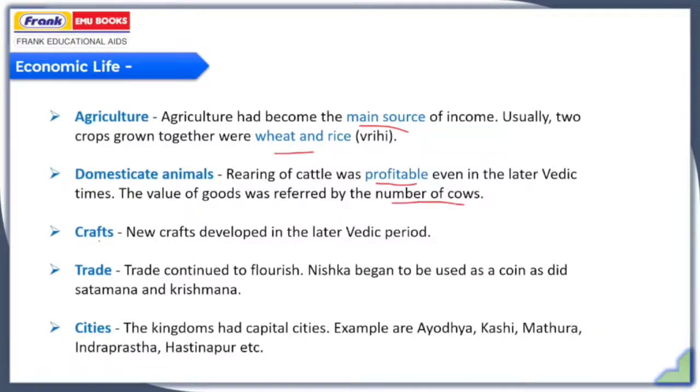Crafts. New crafts developed in the later Vedic period. Trade continued to flourish. Nishka began to be used as a coin, as did Satamana and Krishnamana. So now the coinage system had begun in the later Vedic period. Cities. The kingdoms had capital cities, for example, Ayodhya, Kashi, Mathura, Indraprastha, Hastinapur, etc.